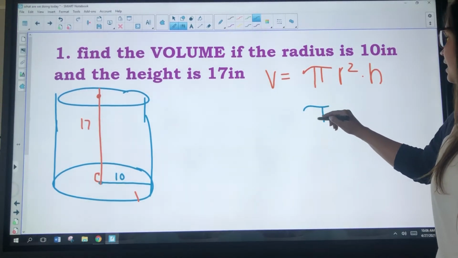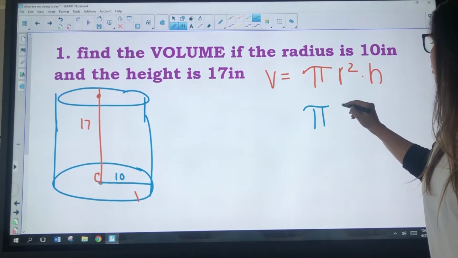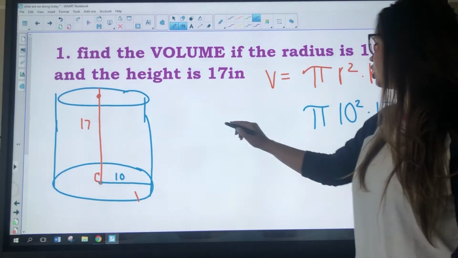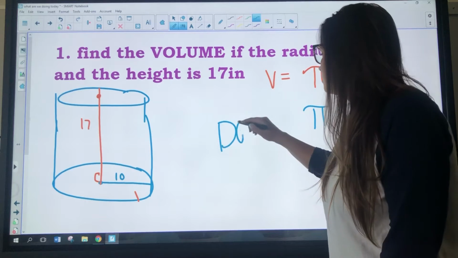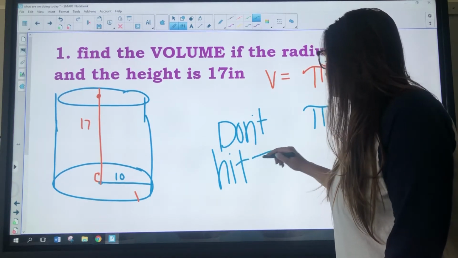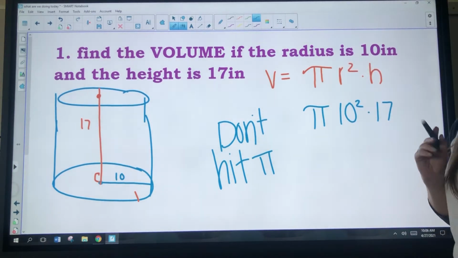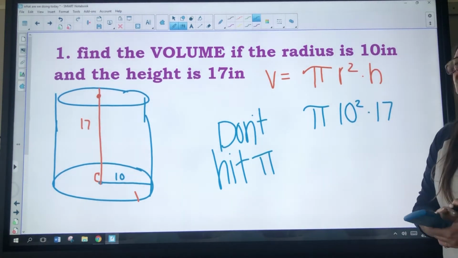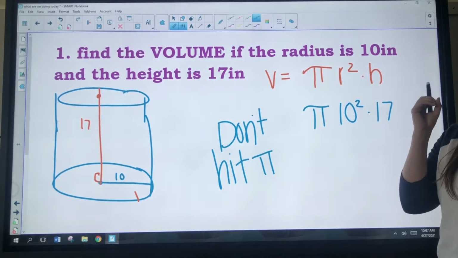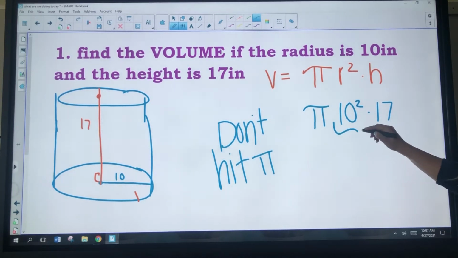Obviously, pi is pi. You plug in the 10 for the radius and do 10 squared, and then this. But don't hit pi in your calculator. Doing that will give you a decimal. Most times they don't want the decimal version because that's rounded, that's not exact. They want the exact. So just do 10 squared times 17. So that's 100 times 17. Done, 1700.